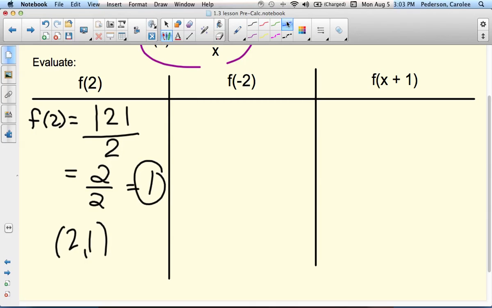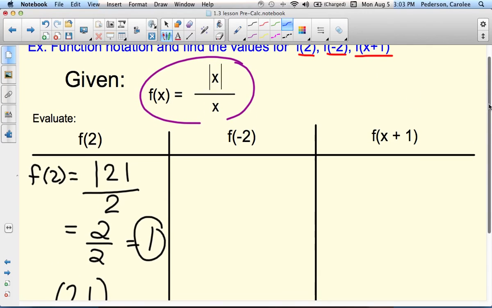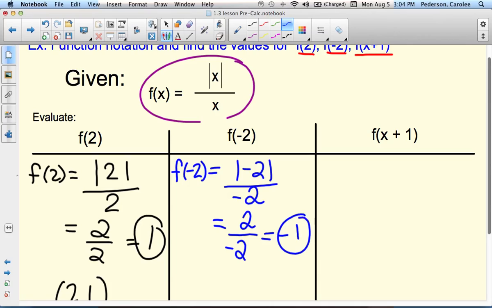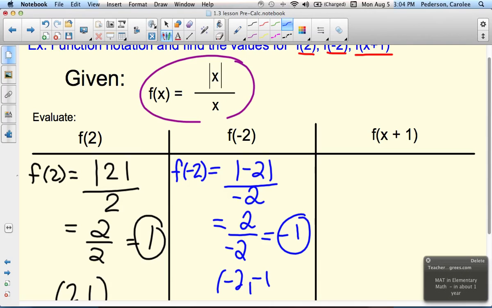Now let's go ahead and evaluate for f of negative 2. So we say f of negative 2 equals, replace the absolute value of x with negative 2, over negative 2 in the denominator. The absolute value of negative 2 is still a positive 2, over negative 2, which is negative 1. So that is an ordered pair, negative 2, negative 1.